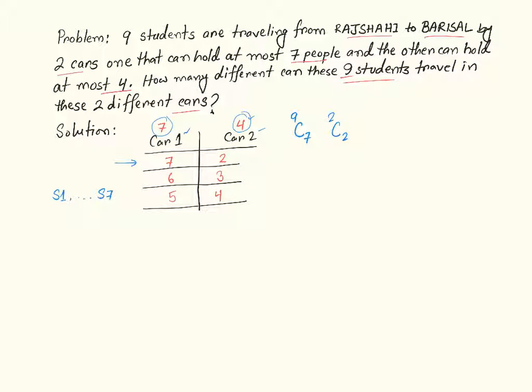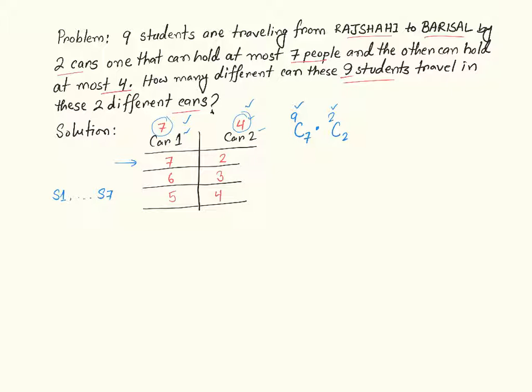But you have to keep in mind, these are 2 different events. This is event 1 and this is event 2. This one can happen in 9C7 ways, and the second one can happen in 2C2 different ways. Together, they can happen in 9C7 times 2C2 different ways.